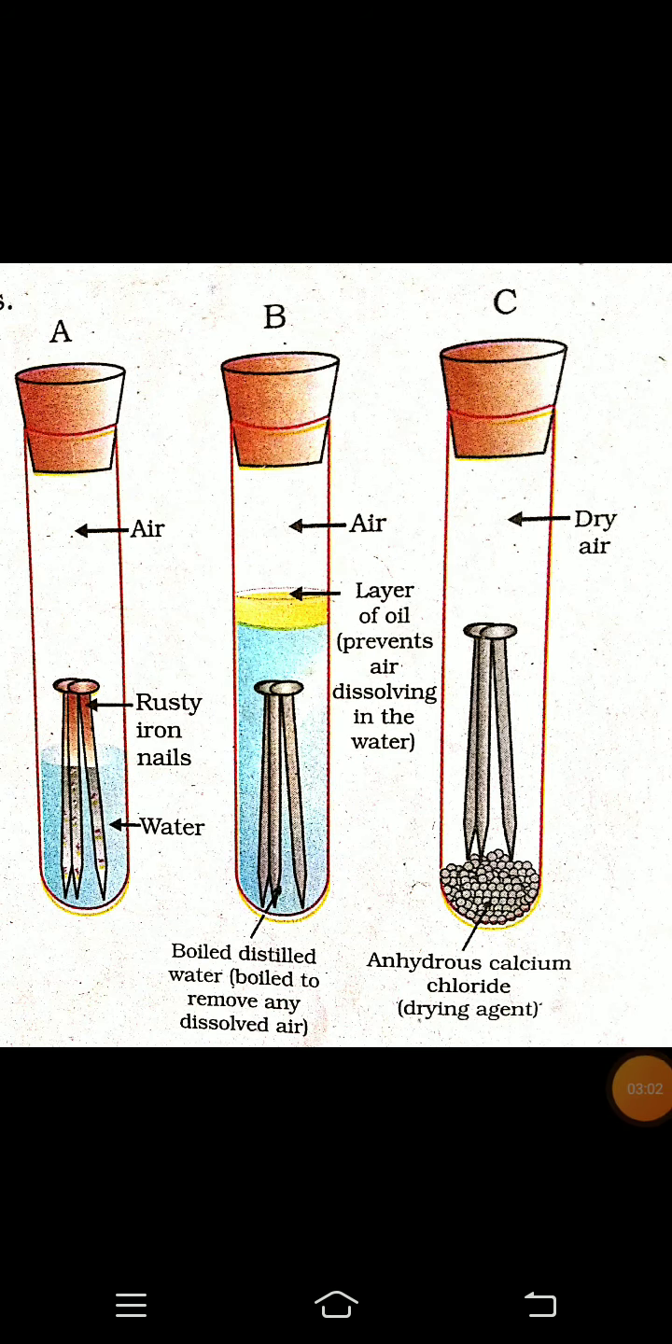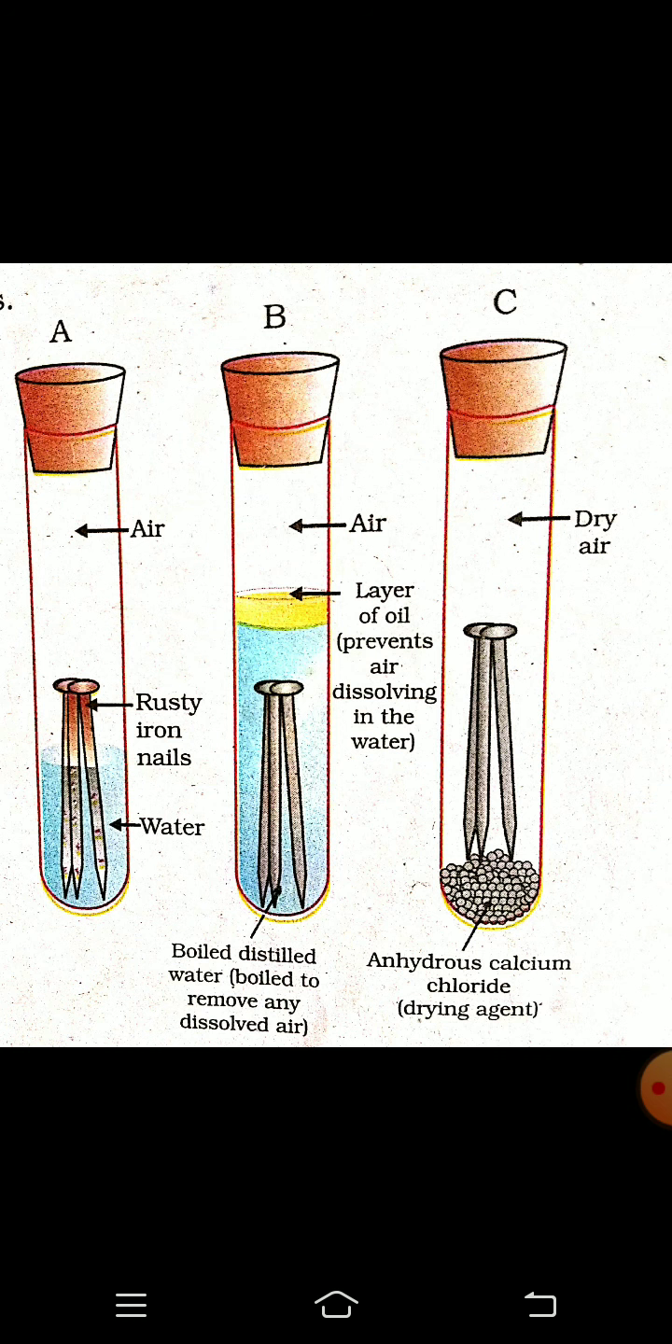Now let us understand the activity. Activity 3.14 in your textbook. We are asked to take 3 test tubes and we have to place clean iron nails in each of them. So as shown in the figure, in 3 test tubes we have to place iron nails which are clean. In all 3 test tubes we have to put it. These 3 test tubes we have to name as A, B and C.